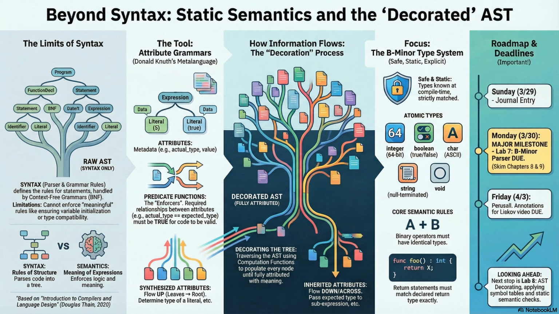Right. Knuth proposed a way to describe and check the correctness of static semantic rules by attaching metadata directly to the parse tree. An attribute grammar essentially builds on our basic context-free grammar by adding three distinct mechanisms. Okay, what's the first one?